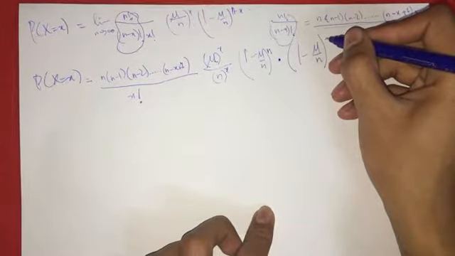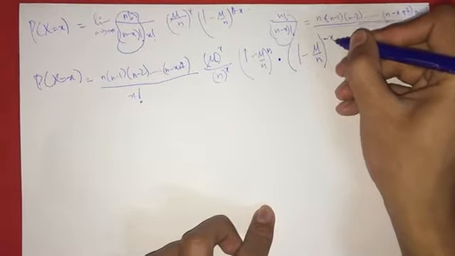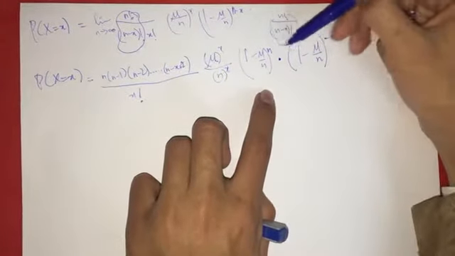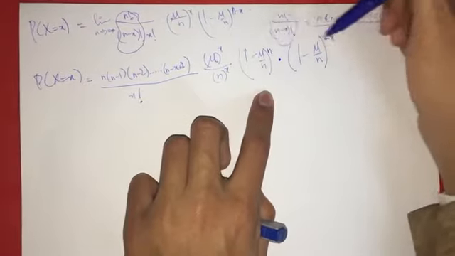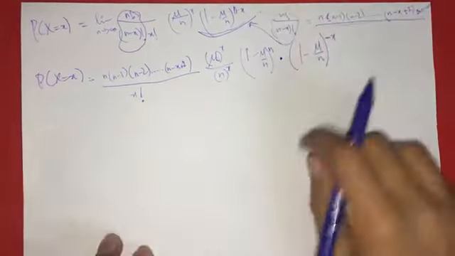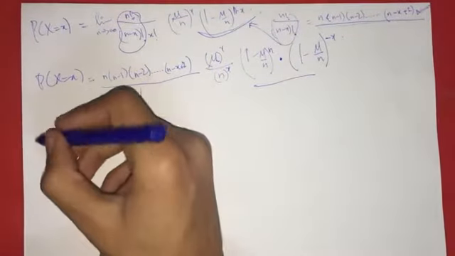minus x. So what it means is that if you multiply it, your powers are going to add, and that is going to give you the same very term. So this and this is the same thing.